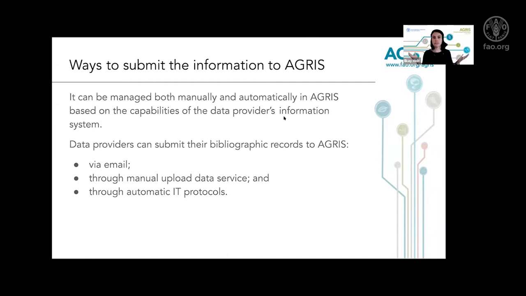Right, so let's say you now have the bibliographic records. You're in the network, you become a data provider, and you want to send the bibliographic records to AGRIS. AGRIS can work in terms of indexing and ingesting data manually and in some automated ways. This is based on the capabilities of the data provider's information system, the way they can provide the data to us.